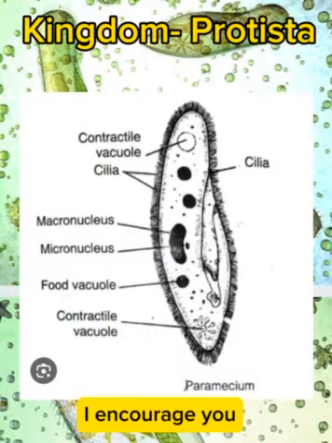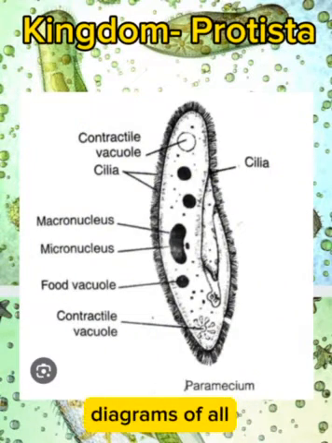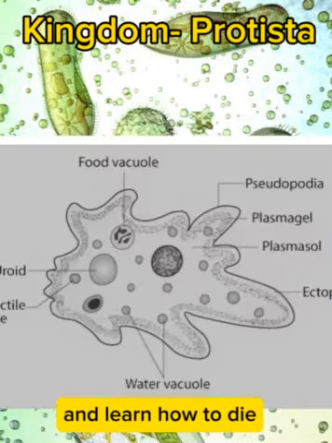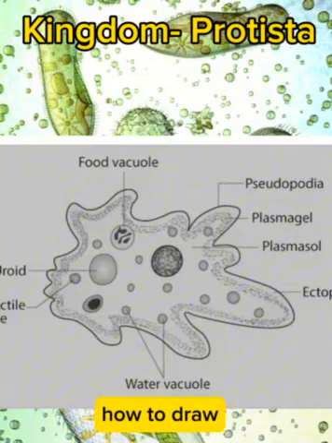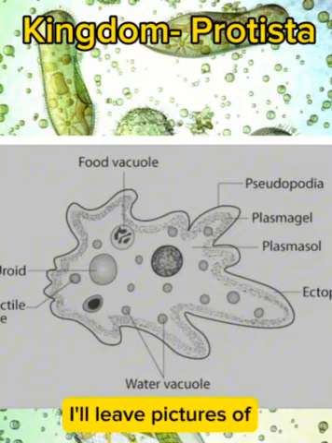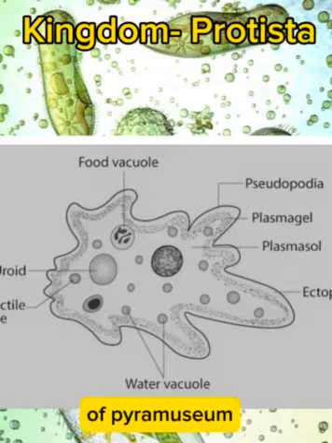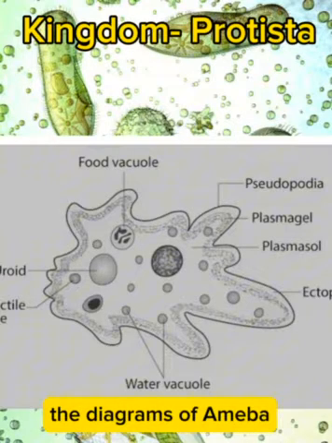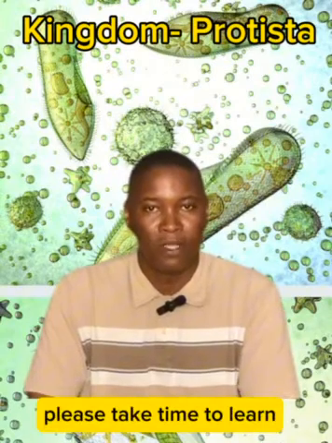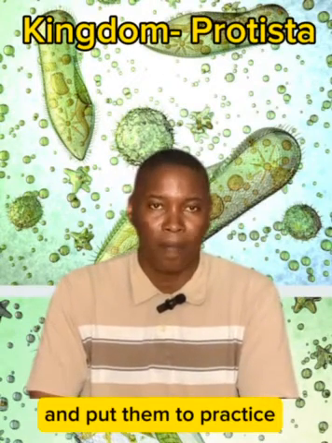As a biology student, I encourage you to learn the diagrams of all these organisms, and learn how to draw the diagrams and label them correctly, so that you could get good marks. I'll leave pictures of the diagrams of paramecium, amoeba, and euglena for us in this video. Please take time to learn these diagrams and put them to practice.